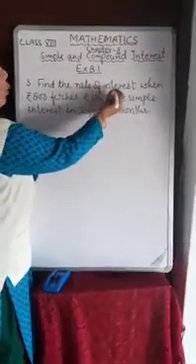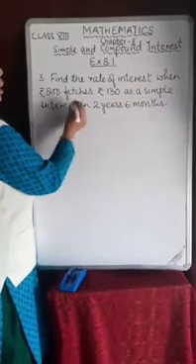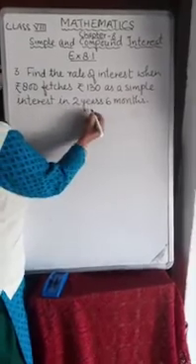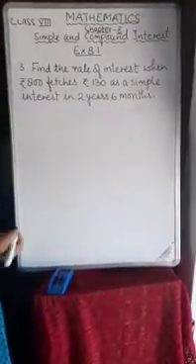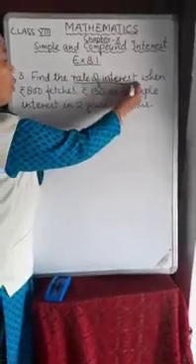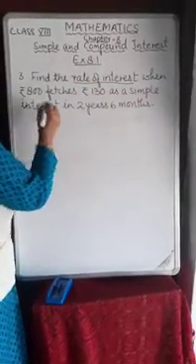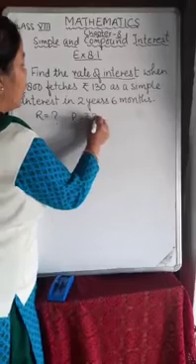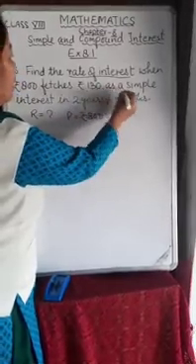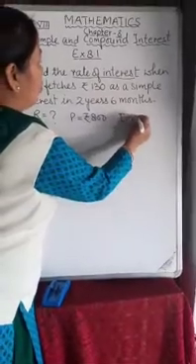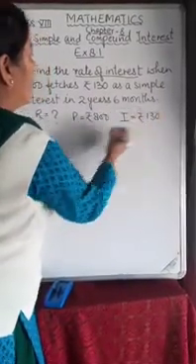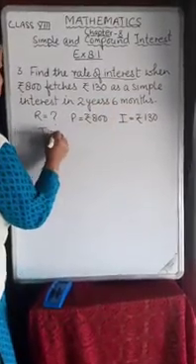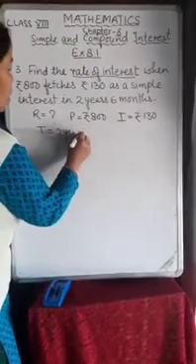Find the rate of interest when rupees 800 fetches rupees 130 as a simple interest in 2 years 6 months. If you see the question, children, you have to find the rate of interest, means you have to find out R. And when 800 fetches, 800 is the principal. P is equal to rupees 800, and 130 as a simple interest means interest is given, which is rupees 130, and interest in 2 years 6 months. 2 years 6 months is the time.